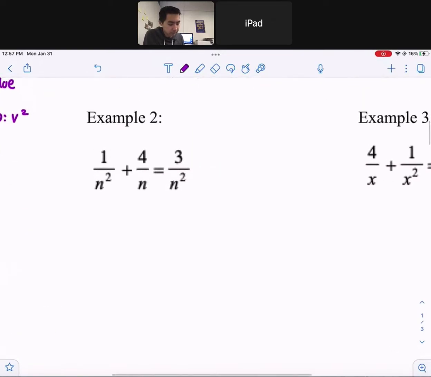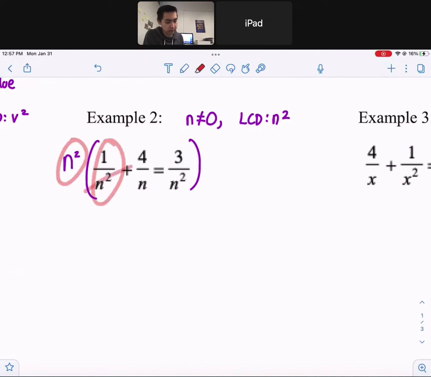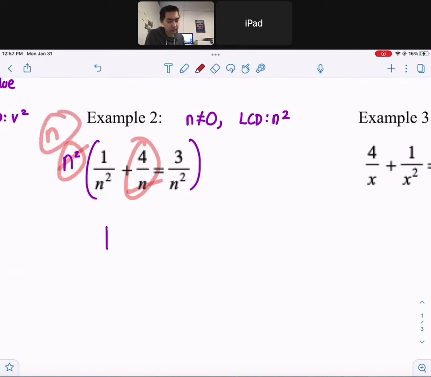Example 2. Again, n cannot be 0, and our LCD is n squared. So we're going to multiply all of this by n to the second power. This times this, the n to the seconds cancel, so all that's left is 1. This times this is where it gets a little interesting. You can cancel one n from both of them, but there'll still be an n from here. So what's n times 4? That will give you 4n.